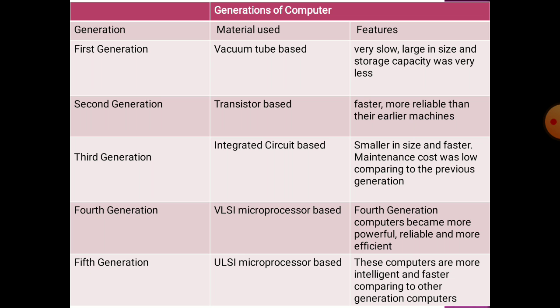The last one is the fifth generation of the computer, where we used artificial intelligence and ultra large scale ICs. It has become a bridge to overcome the gap between computing and thinking. The fastest computers are there in the fifth generation. So remember this table for differentiating each generation: first, second, third, fourth and fifth.